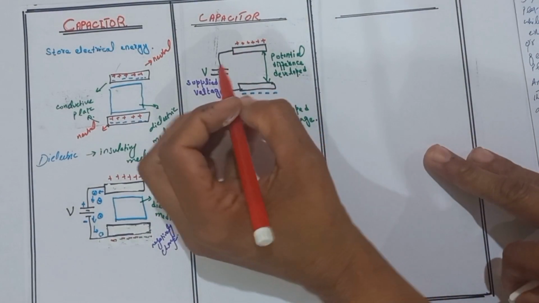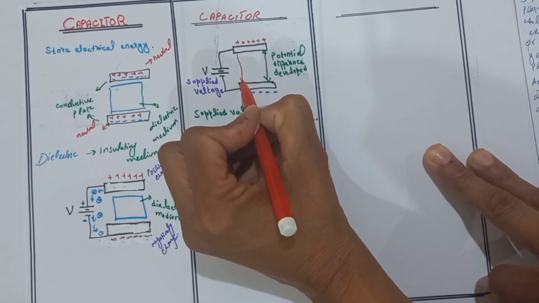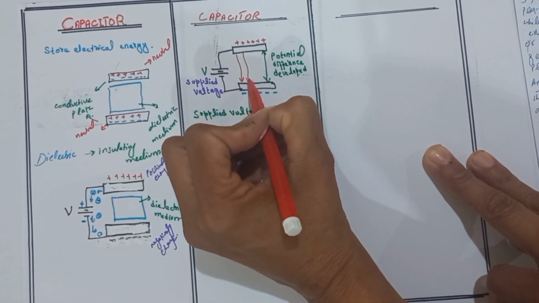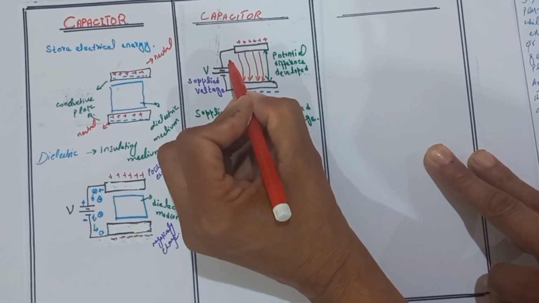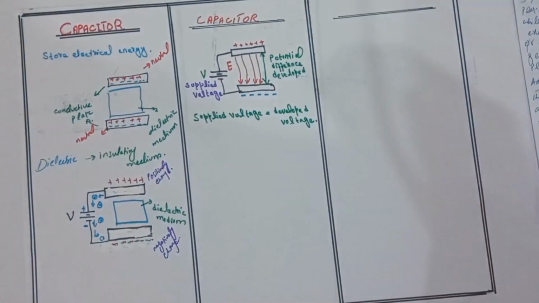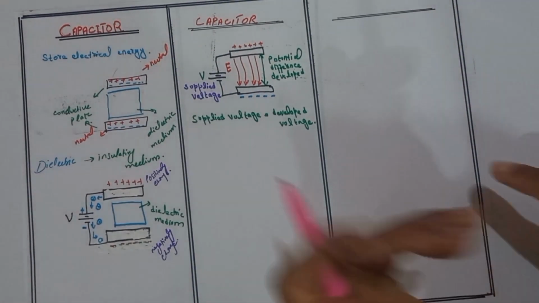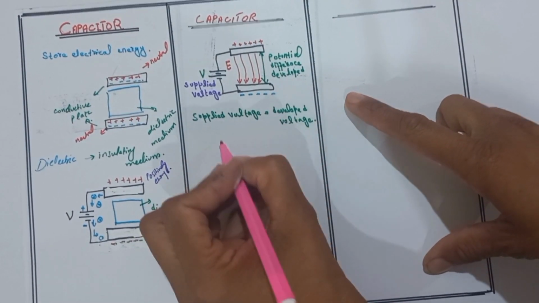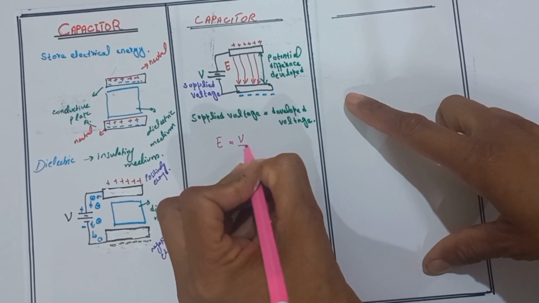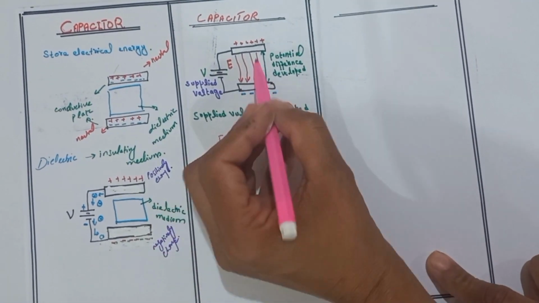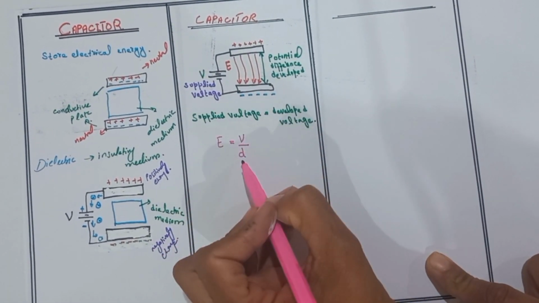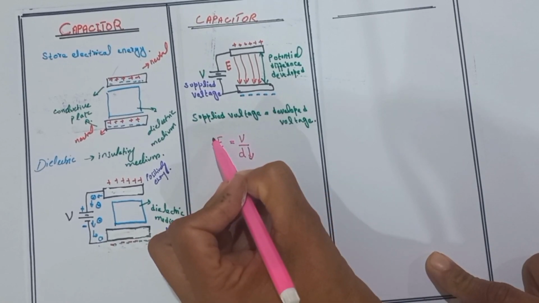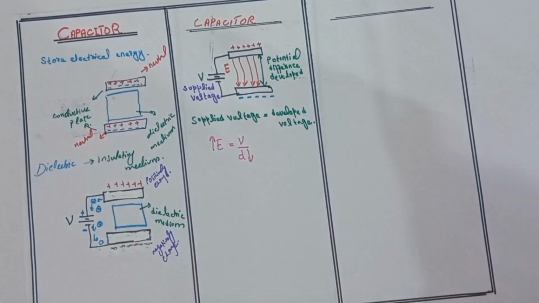Now because of these charges, an electric field is created from the positive to negative charges. This electric field, created due to the potential difference of these conducting plates, is directly proportional to the potential difference and inversely proportional to the distance between these two plates. So the smaller the distance, the stronger the electric field.